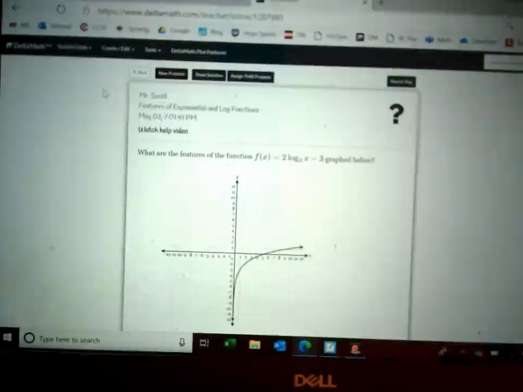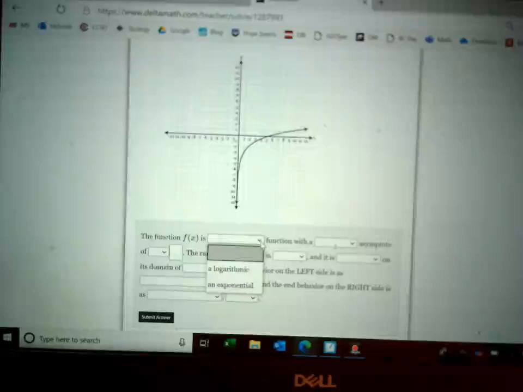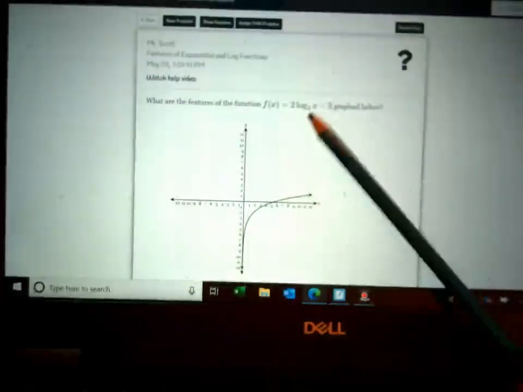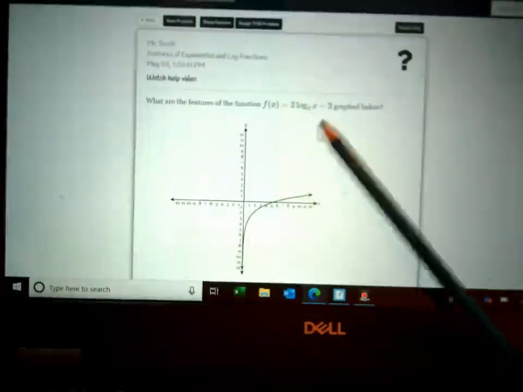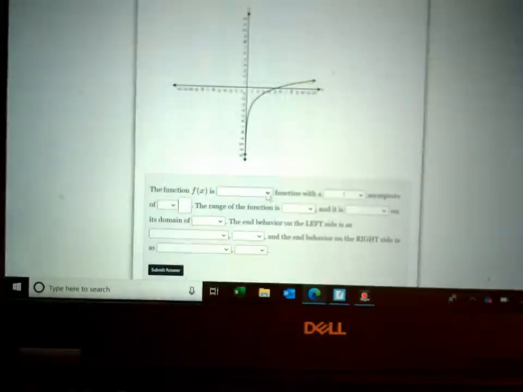All right, so first question is going to be: is the function f of x, where's my cursor? There it is. Is the function logarithmic or exponential? So how do we answer that? Well, if you look back up in the problem, it'll say log base 3. If that log is not there, that makes it exponential. So here we have a logarithmic graph. So the first way we're going to answer this is logarithmic. So the function is logarithmic with a blank asymptote.